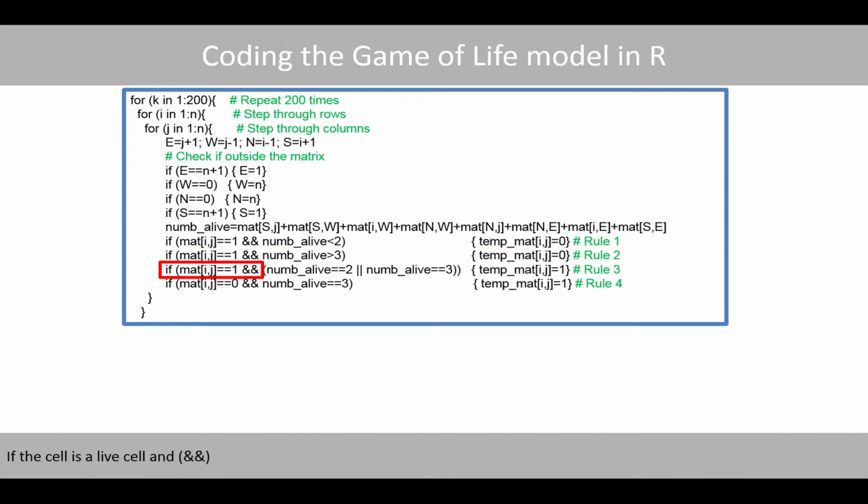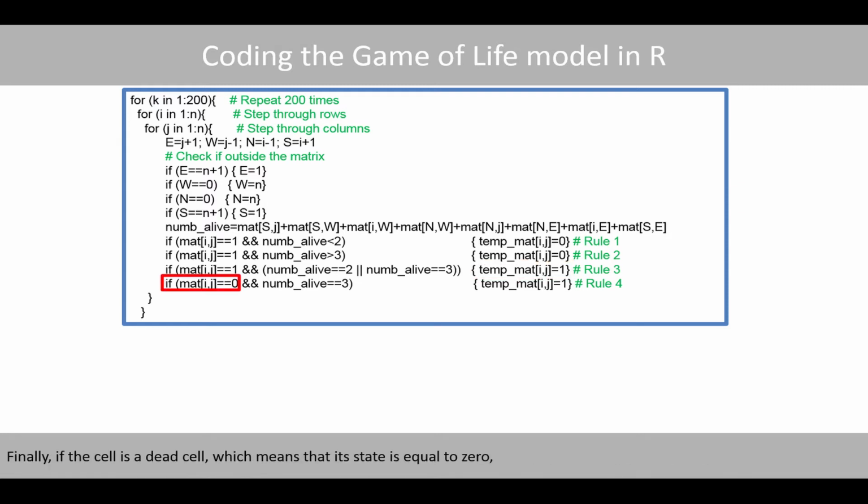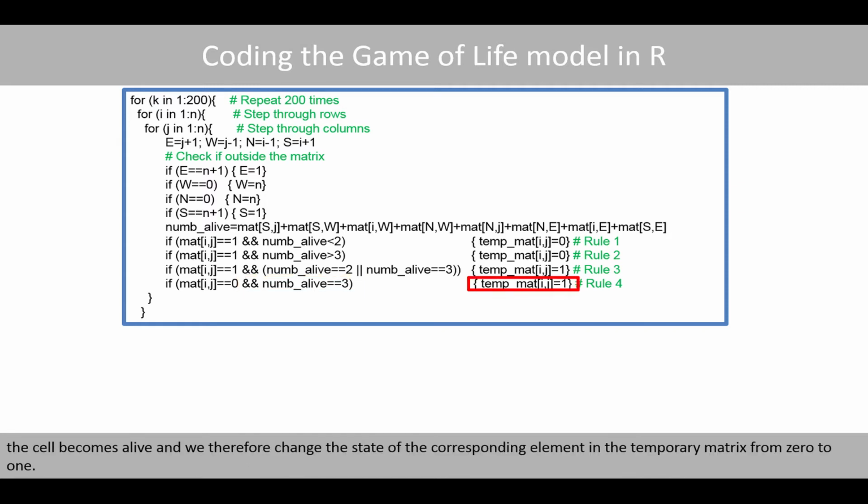If the cell is alive and it has 2 live neighbors or 3 live neighbors, we do not change its state. The temporary matrix will therefore be set to the same value as the current matrix. Finally, if the cell is a dead cell and it has exactly 3 live neighbors, the cell becomes alive and we therefore change the state of the corresponding element in the temporary matrix from 0 to 1.